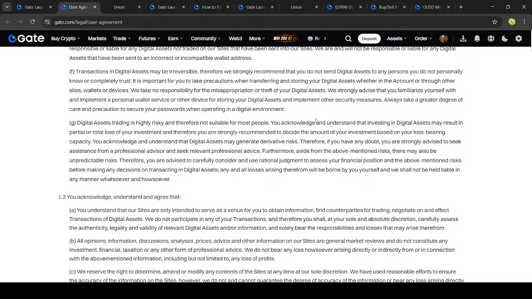We take no responsibility for the theft of your digital asset. We strongly advise you to familiarize yourself with and implement a personal wallet service or other advice, strongly use digital asset security measures, and always take care to guard your password when operating in a digital environment.